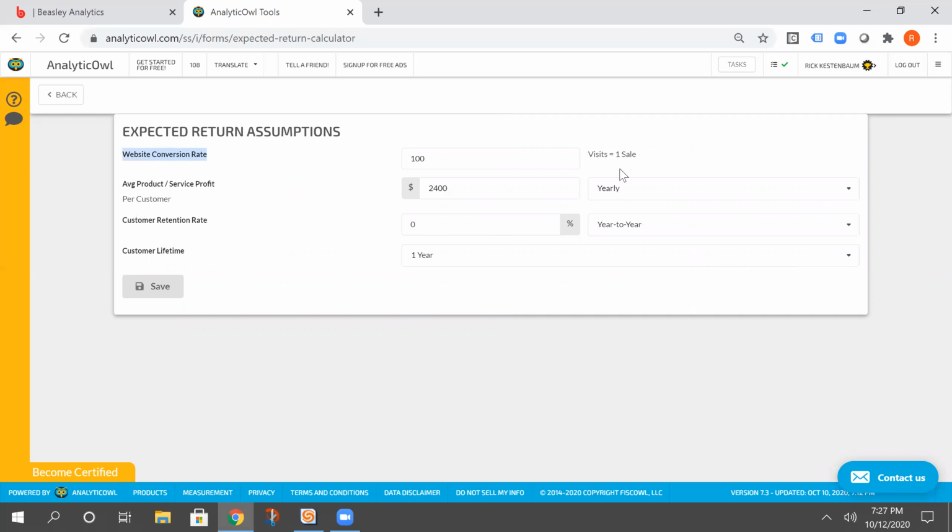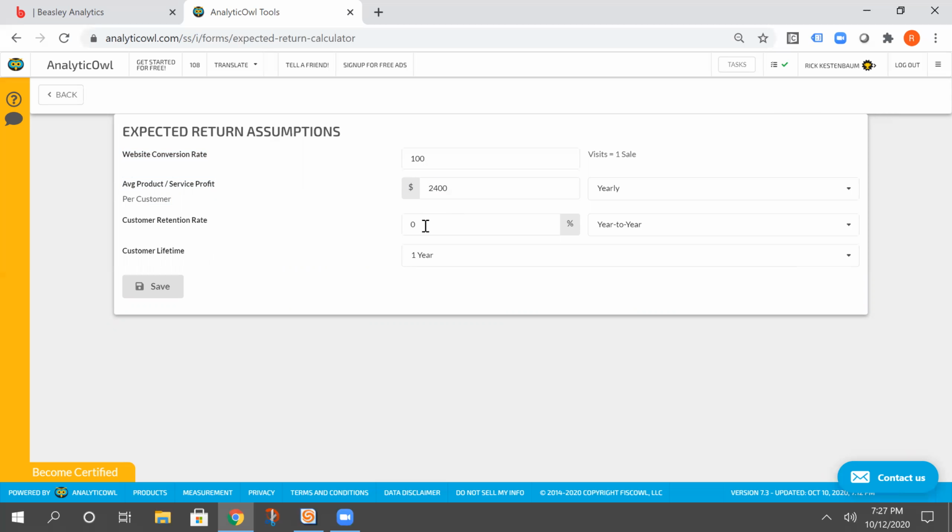How many visits to your website does it take to get a sale? Let's say the auto dealer says, well, 100 visits equals 1 sale. Great. What's your profit on a sale? Let's say for a car, it's $2,400. Okay. What is your customer retention rate?